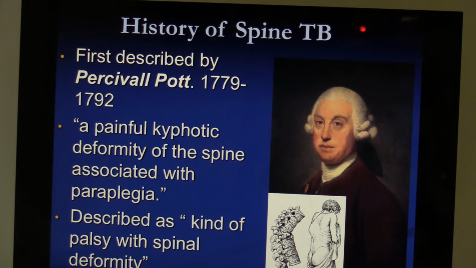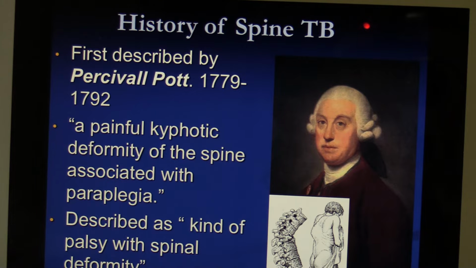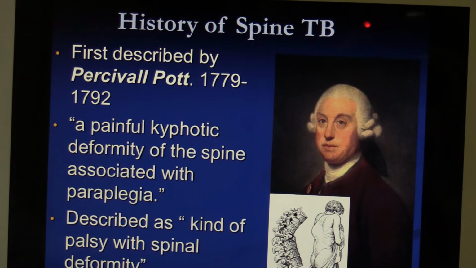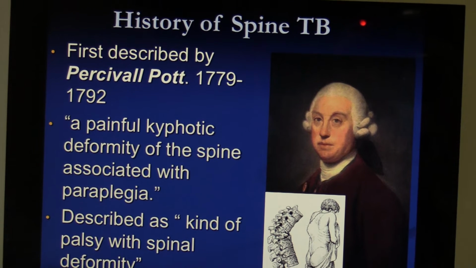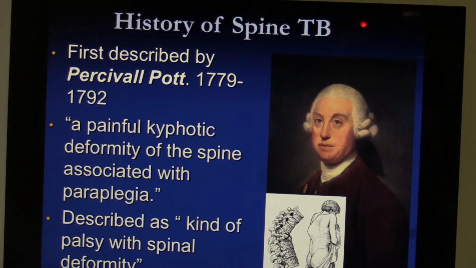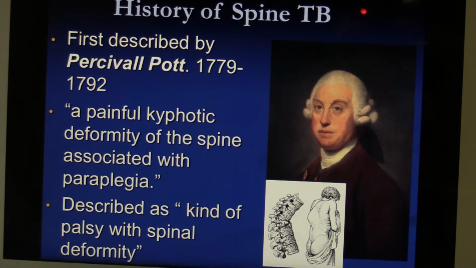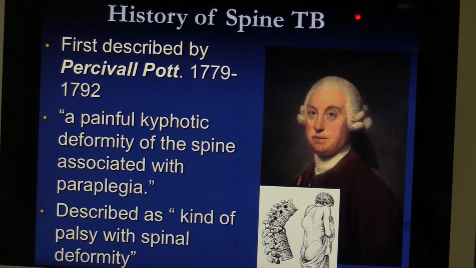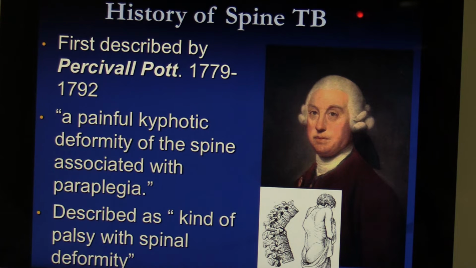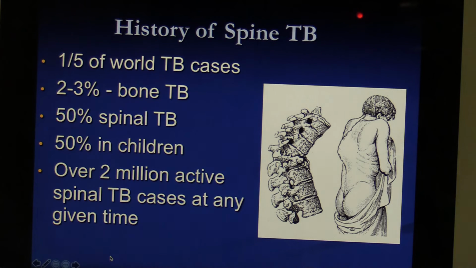But then this disease was identified and described first by Percival Pott somewhere between 1779 to 1792, and he described it as a painful kyphotic deformity of spine associated with paraplegia. Means he identified a paralysis of the lower limb with increased concavity of dorsal spine and deformity of the spine. So he described it as a kind of palsy with spinal deformity.